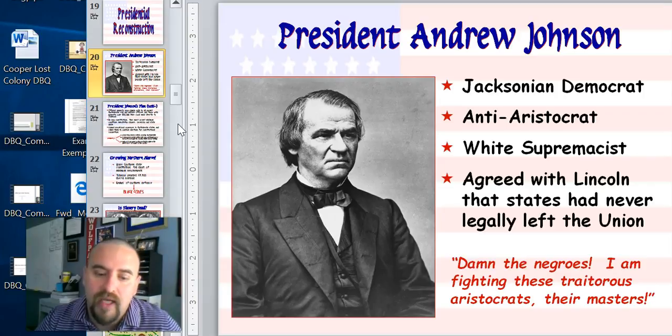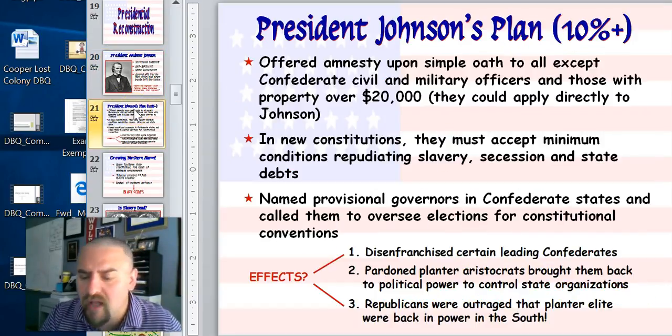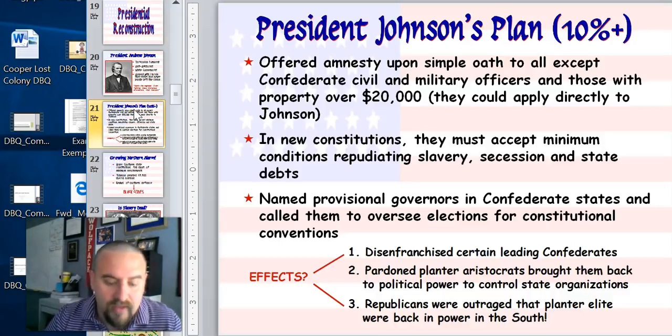He picks Andrew Johnson. He's a white supremacist, so he's not got any feelings of equality for African Americans, but he's even more upset with the slave aristocracy in the South, and that's who he really believes that they were fighting. So Johnson's plan really carries over a lot of what Lincoln wanted, a 10% plus, but it's going to offer amnesty upon a simple oath, except for the higher-up Confederate leaders. New constitutions, only minimum requirements are going to be needed, repudiating slavery, saying that slavery is dead, that they'll never secede again, and that state debts are still going to be owed to the federal government.